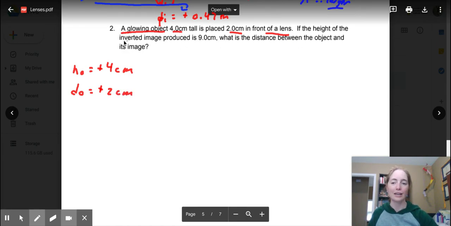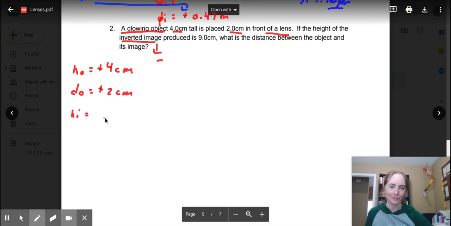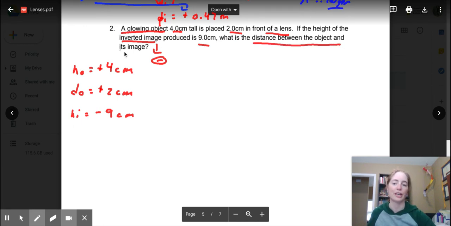If the height of the inverted image, now, height of an inverted image, negative. So that means my H, not HO, where's my eraser? There we go. HI, ladies and gentlemen, is 9 centimeters. So because it's inverted, you have to have negative 9 centimeters. Okay, so ladies and gentlemen, we have then been asked to calculate the distance between the object and the image.